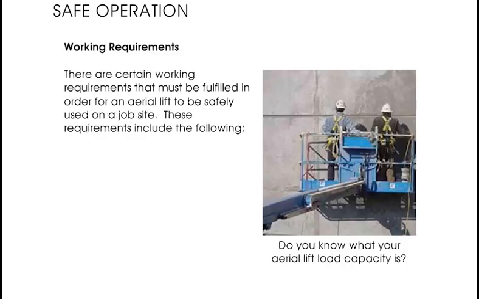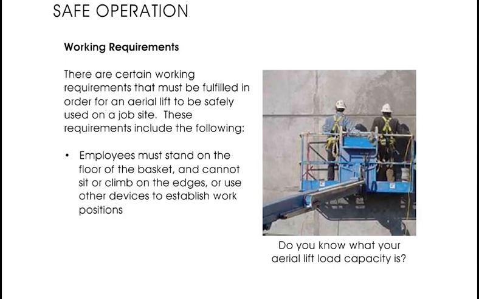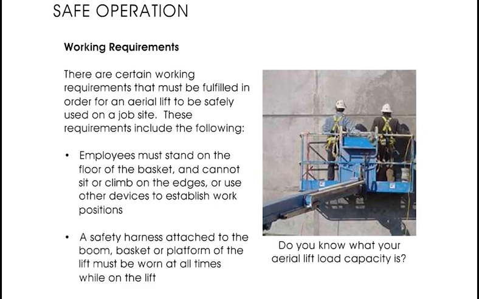There are certain working requirements that must be fulfilled in order for an aerial lift to be safely used on a job site. These requirements include the following. Employees must stand on the floor of the basket and cannot sit or climb on the edges, or use other devices to establish work positions. A safety harness attached to the boom, basket, or platform of the lift must be worn at all times while on the lift.